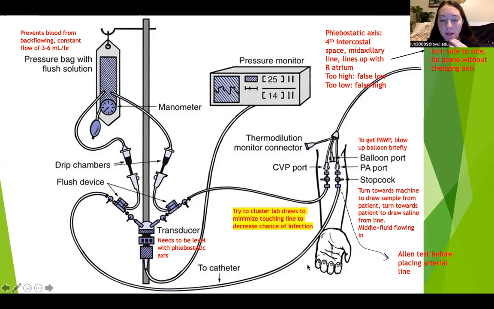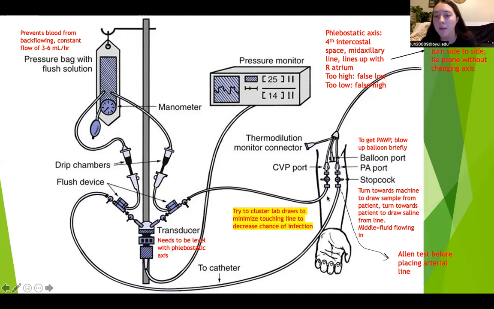So this is the catheter right here. This is the main line that's going into the patient. This is where you would be accessing all of the ports. And right here, CVP port. This is where you would be getting the CVP reading, which goes over here, and we're going to be getting all the pressure readings coming onto this monitor right here, so you can read what the pressure is. You can see that there's a stopcock here.